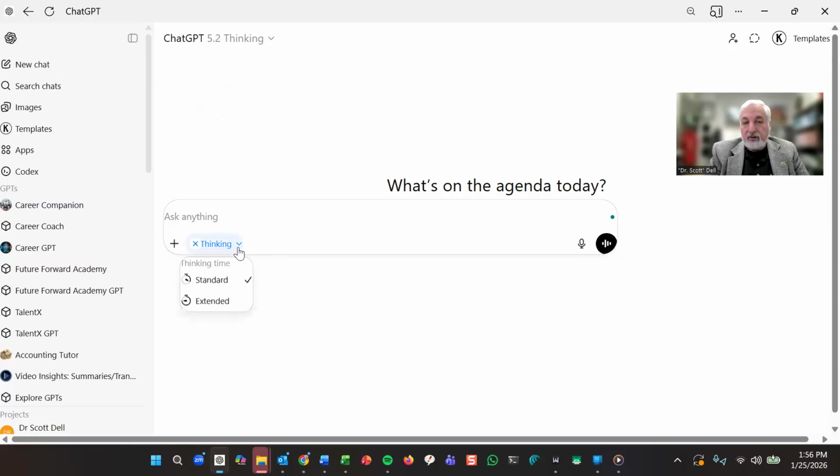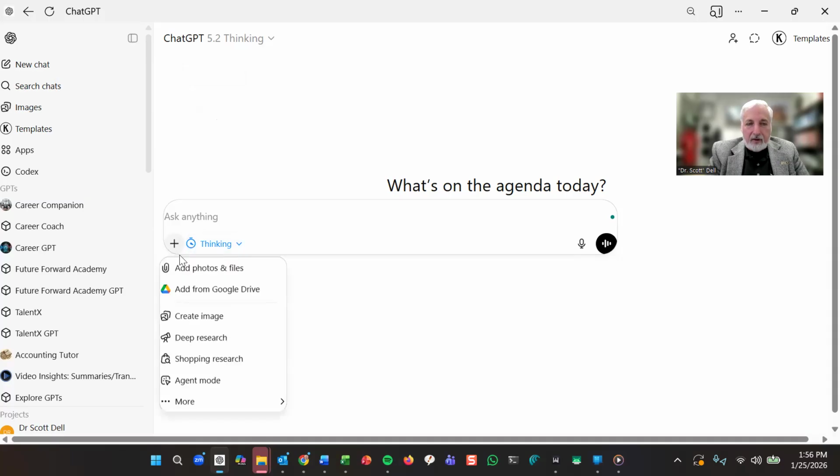And then there's a standard and extended. If you're free, you're just standard, but I'm on standard, which is fine. Add photos. I'm not going to go to my Google Drive. I'm not creating an image. Deep research is uber powerful, very cool. Go out to the web, back and forth, ask its own questions, answer its own questions, really helping. Do some shopping. Agent mode's kind of neat.